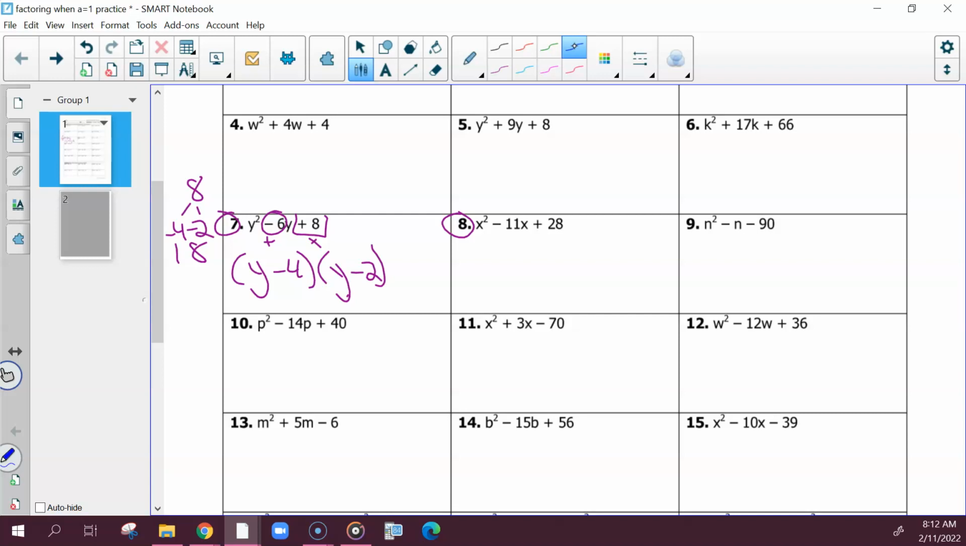Okay. So 1 and 8 would not work, positive or negative. 4 and 2 would not work if it's positive, because that would give us a positive 6. But 4 and 2 would work if they were both negative. But that would give us a negative 6. Which is a problem.